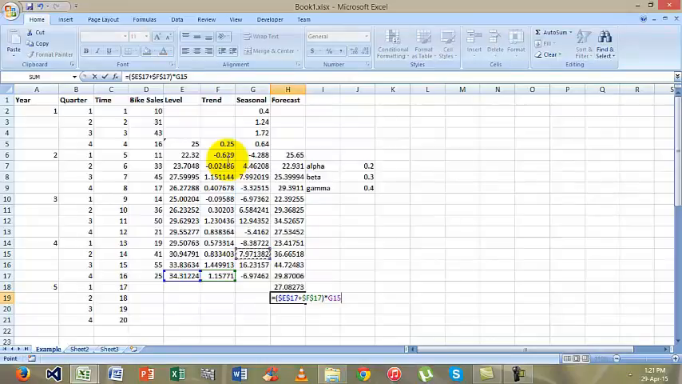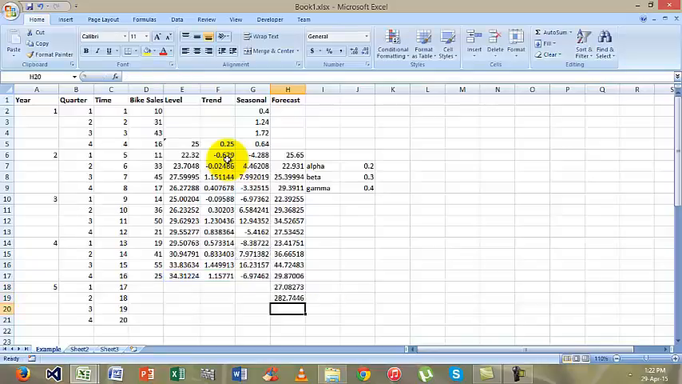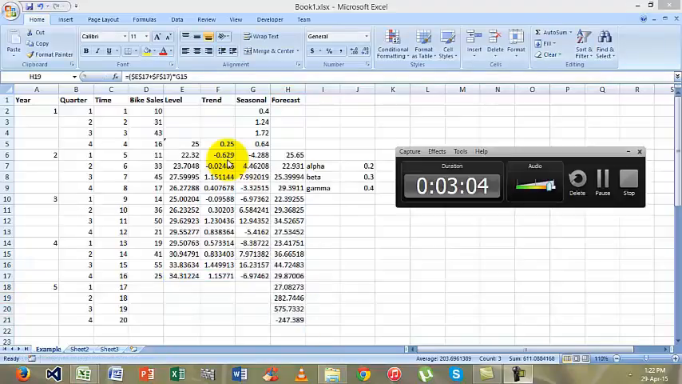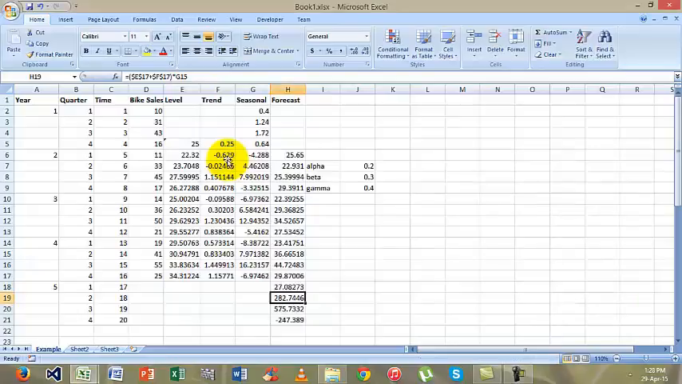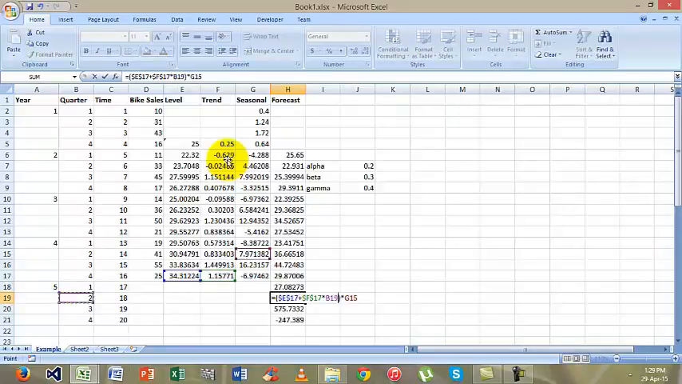To find our forecast for time 18, 19 and 20, we will use the level and trend value that we have used to find our forecast for time 17. We will have to fix it and drag it. Since we do not have any subsequent level or trend for time 18, 19 and 20, we have to multiply our quarterly value to the trend data.